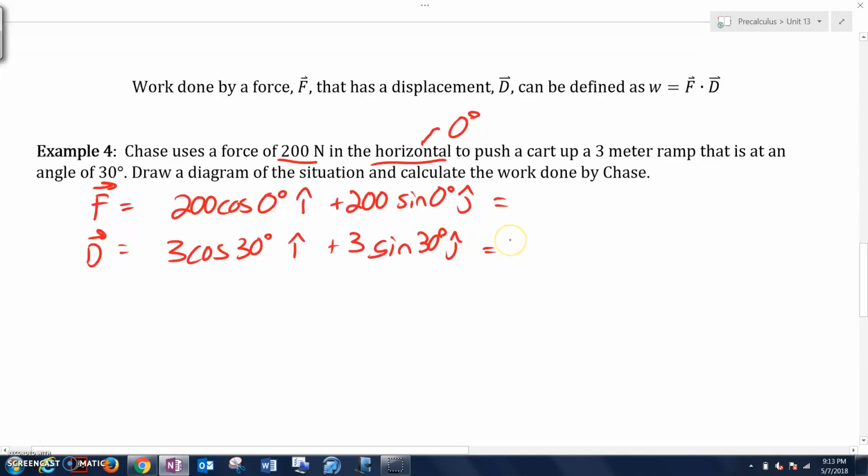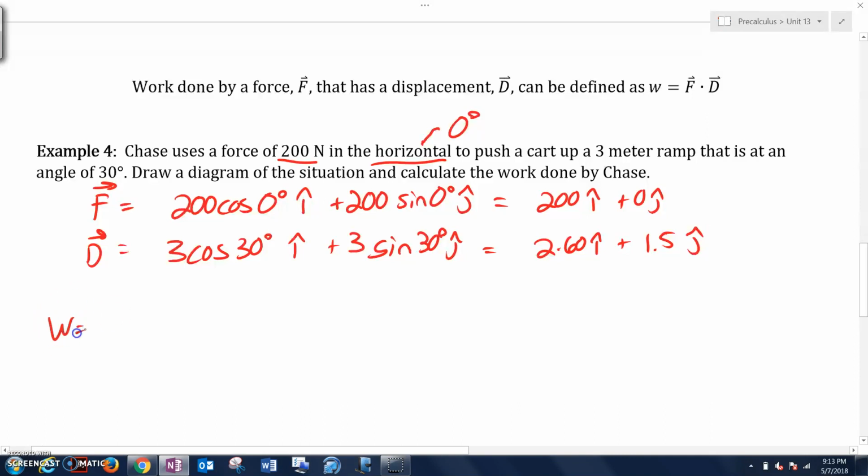Okay, now we can write the answers to these. You can just use your calculator. This is just going to be 200 in the i plus 0 in the j direction because it's only moving to the right. This one, when you type that in, you can do that exactly, but we'll deal with that. So 2.60 in the i, plus this one would just be 1.5 in the j direction. So those are my two vectors, the force and displacement.